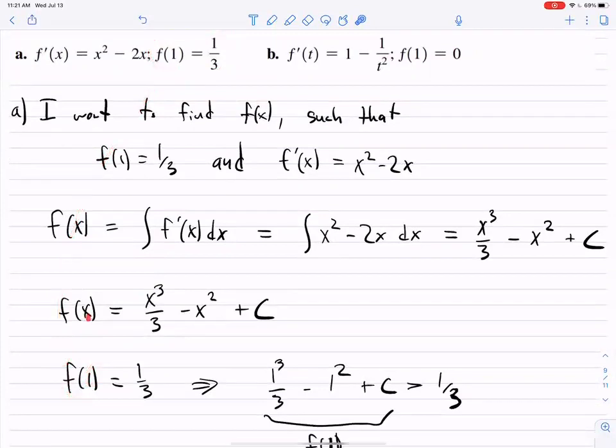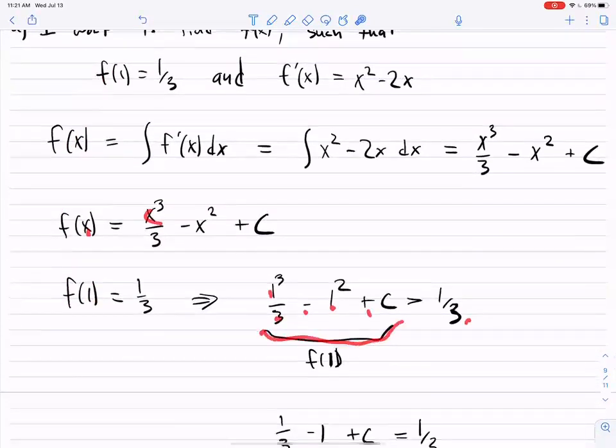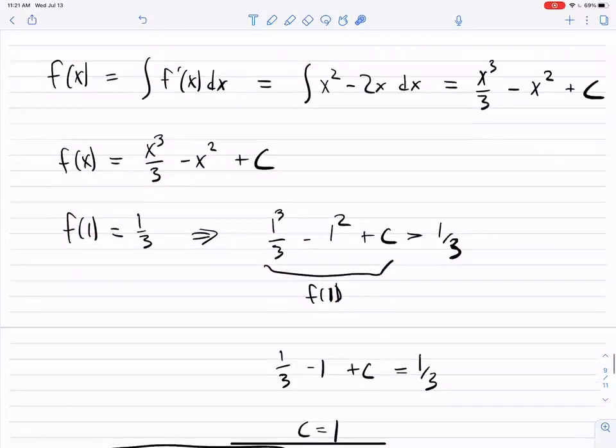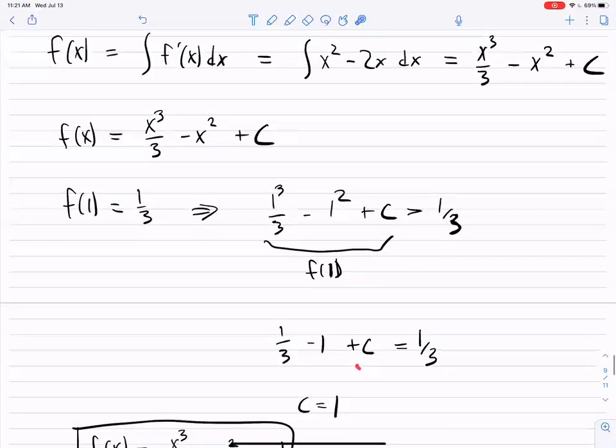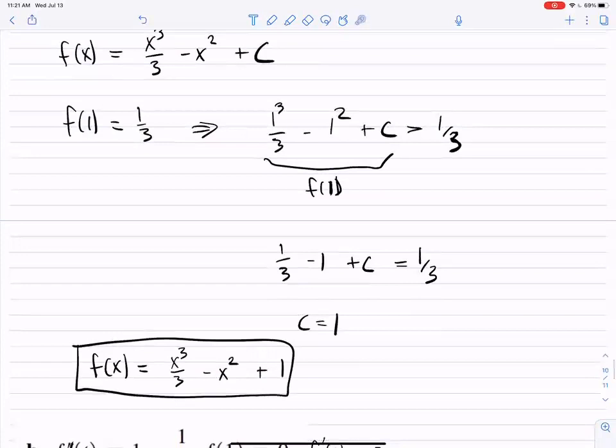So plug in 1 into this function. You get 1 cubed over 3 minus 1 squared plus c equals 1/3. That is what f of 1 is, because if you plug in 1 into that function, that's what that is. Set those two things equal to each other, and then solve for c, and you get c is just 1. And so that means our final answer is this. This is the function whose derivative is x squared minus 2x, and whose value, if you plug in 1, is equal to 1/3. So that's the one.